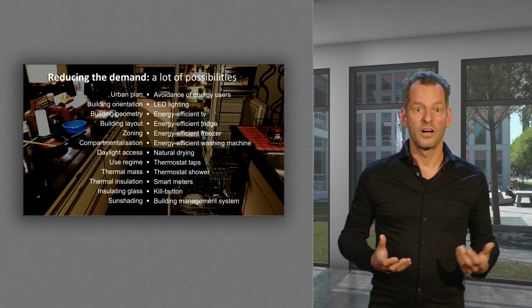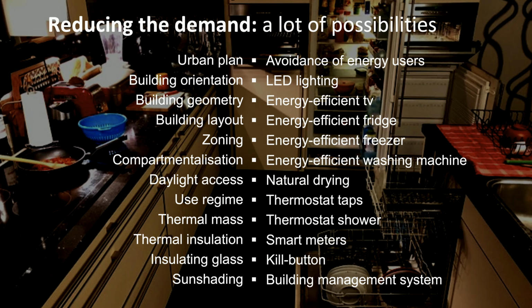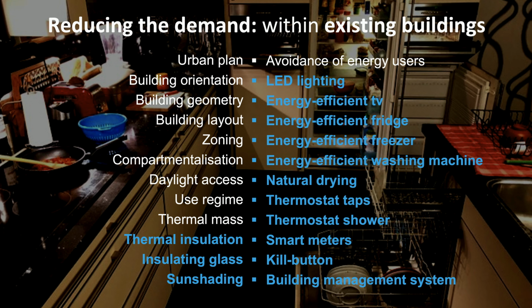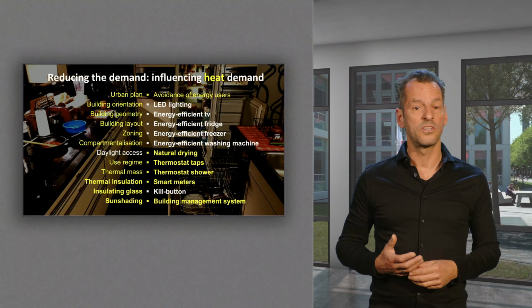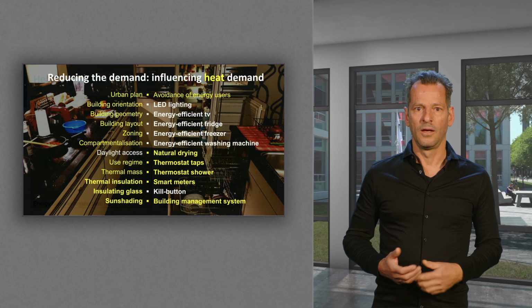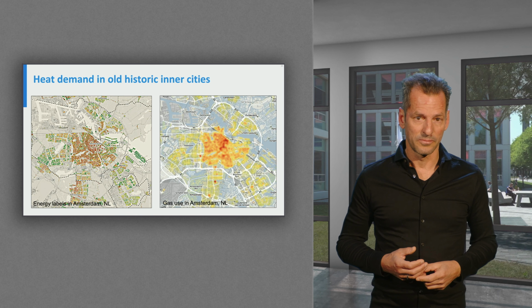Here you see a list of architectural measures on the left and technical measures on the right. Equipment you need anyway can better be energy efficient. In case of an existing building, the highlighted blue measures can still be taken, quite a lot still. In yellow you find the measures that influence the demand for heat, hence which can contribute to the decarbonization of heat. Now let's see how we can decarbonize the demand for heat in cities.